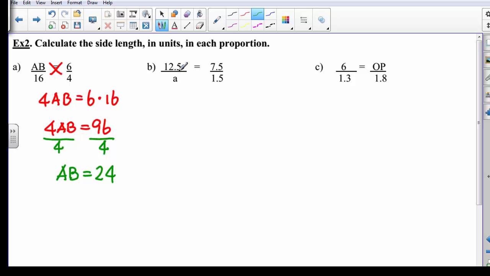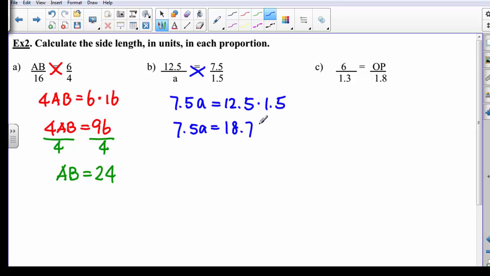Let's look at the second proportion. Even when the missing value appears in the denominator, if I use cross multiplication, I still can find this missing value very easily. It's 7.5 times A equals 12.5 times 1.5. 7.5A equals 12.5 times 1.5, which is 18.75. Divide both sides by 7.5. I can find the A value is 2.5.